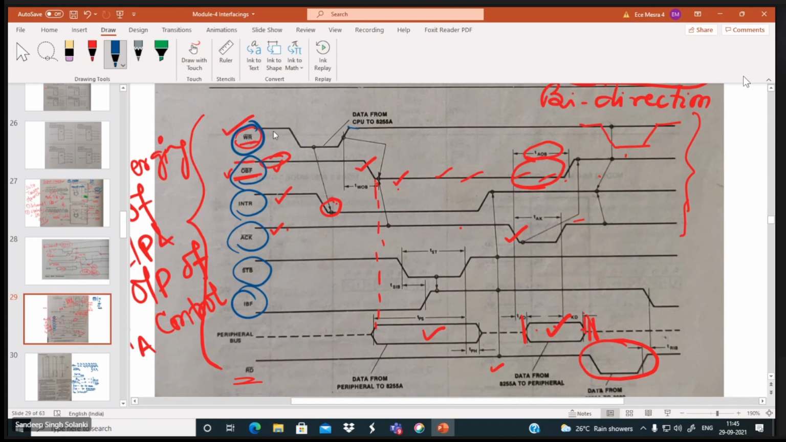Why write? Because I have OBF and acknowledge high. That is why INTR. Getting it? And with INTR, what is there? The writing of the word. Are you getting it? Once the word is written, then what you are getting? You are getting OBF. Once you get OBF, then that OBF is pointing where?